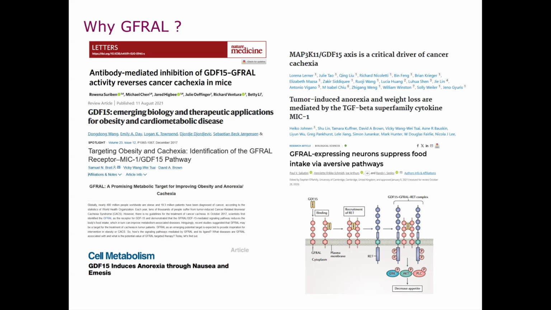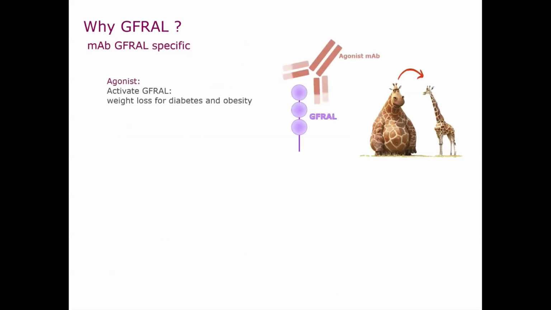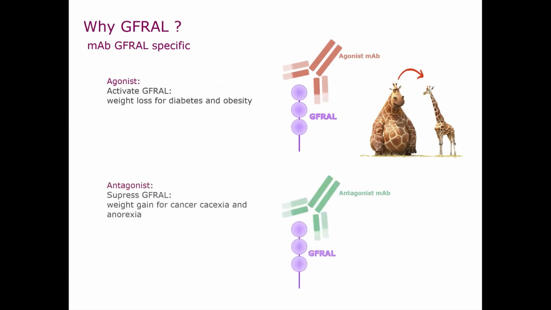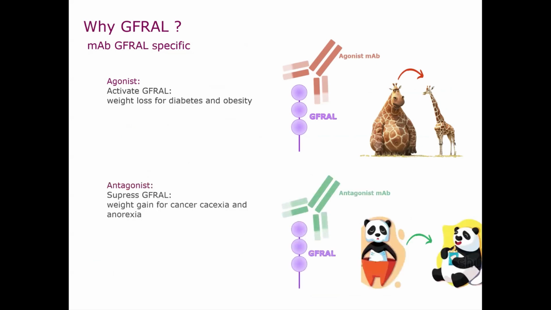And so the idea of monoclonal antibodies against GFRAL could work in two different ways. We can think about agonist monoclonal antibodies against GFRAL that activate GFRAL, and this can be useful for patients that suffer from conditions like diabetes or obesity, in order to lose weight. But the opposite is also true. If we have antagonist monoclonal antibodies against GFRAL that suppress the activity of GFRAL, this can be useful for patients that suffer from conditions like cancer cachexia or anorexia.